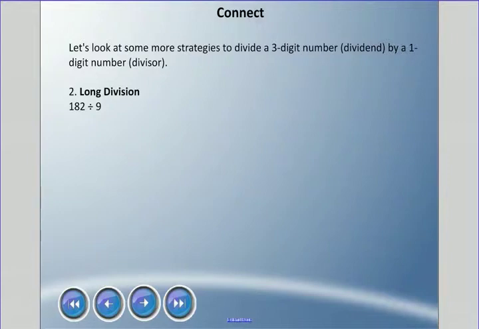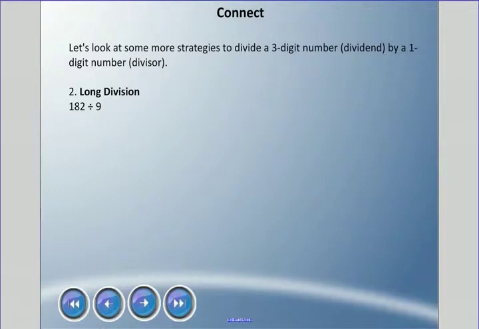Okay, so let's talk about something called long division, and I'm sure you've heard of long division. This is what we could probably call the traditional method. I learned this in school. Your parents probably learned this in school. But there's pros and cons to all the different ways I'm going to show you. So first of all, long division.